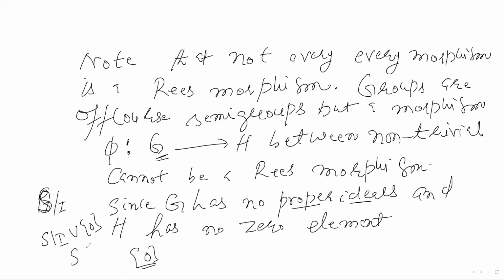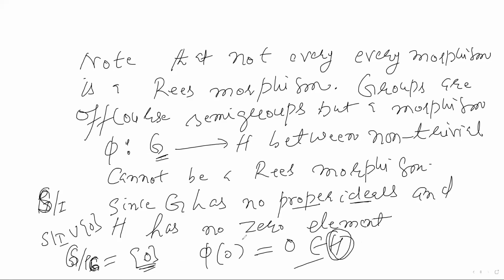The quotient semigroup G over rho G would become 0. And since you have a morphism, the image of 0 under phi must be 0 belonging to H. But since H is a group, it has no zero element. So not every morphism is a Rees morphism in the case of semigroups, because groups are of course semigroups. If you take any group homomorphism between non-trivial groups G and H, it cannot be a Rees morphism, because G has no proper ideals and H has no zero element.